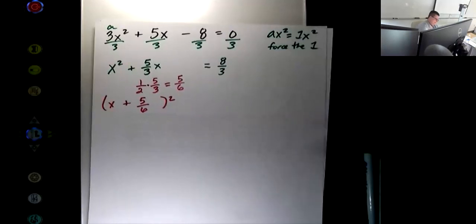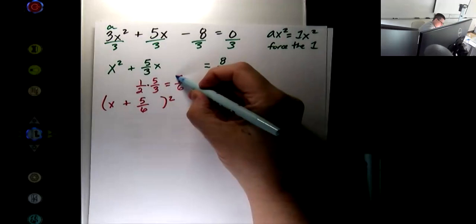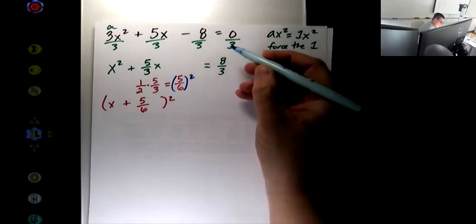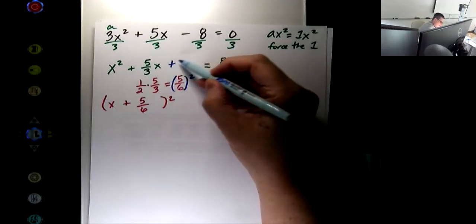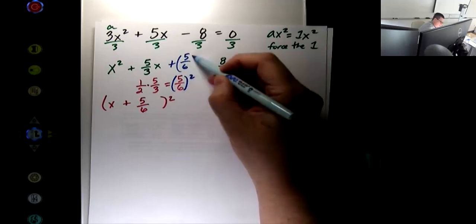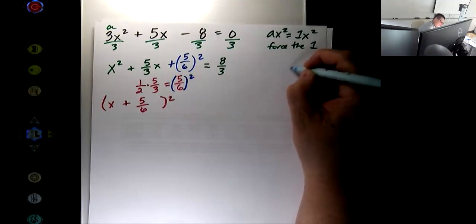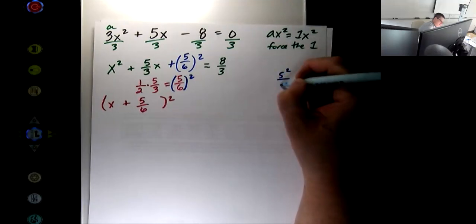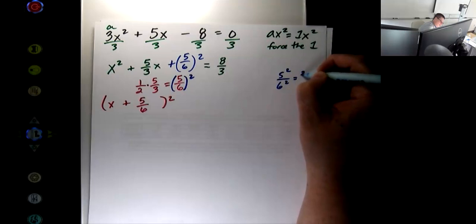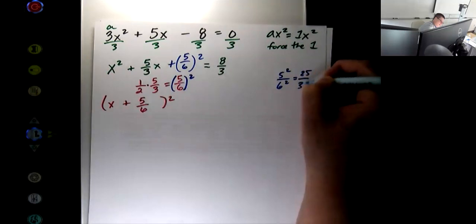So we got a square. To see what we added to both sides, we added 5/6 squared to both sides. Let's see what 5/6 squared is. 5/6 squared is 5 squared over 6 squared, which is 25/36.